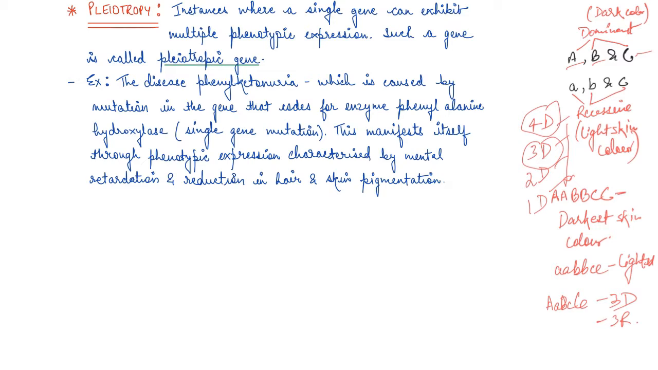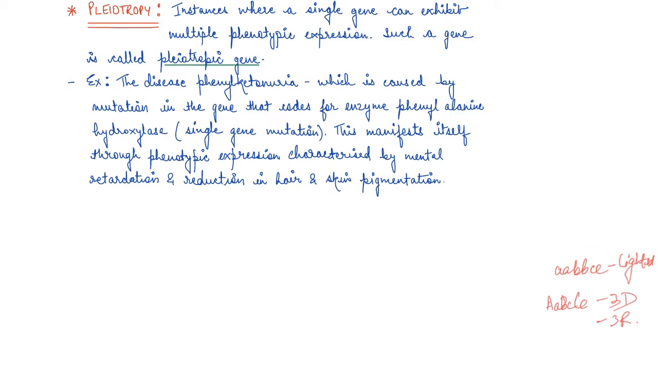So it is talking about instances where a single gene is involved, right? Till now we have discussed two genes, and more than two genes. Here we are talking about a single gene which can exhibit multiple phenotypic expressions. Such a gene is known as a pleiotropic gene, where a single gene can have multiple phenotypic expressions.